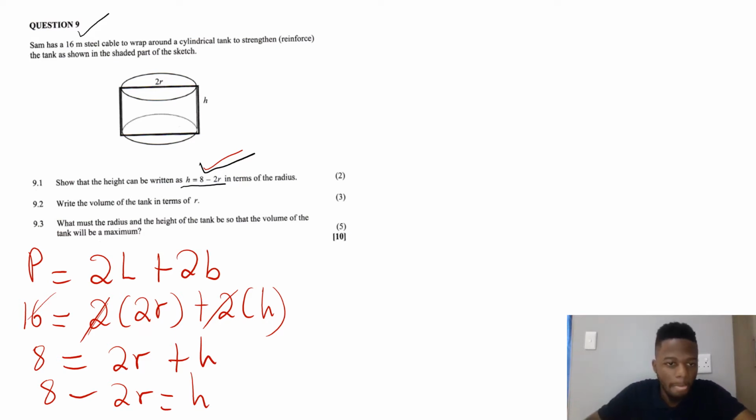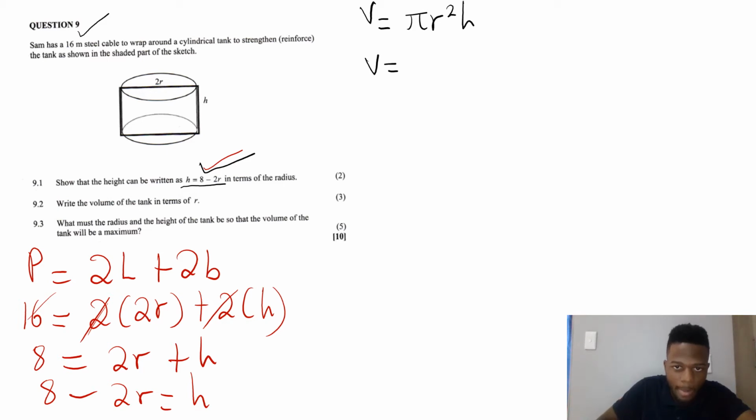All right, so the next question says, write the volume of the tank in terms of r. So the volume, this is a cylinder. Our tank is a cylinder, so the volume of a cylinder is what? Pi r squared multiplied by the height. So let's see, pi, what is our radius? Because you see here we are given 2r, and this one is a diameter, so obviously our radius is going to be r, and then there's a squared here, and then what is our h? Our h is 8 minus 2r.